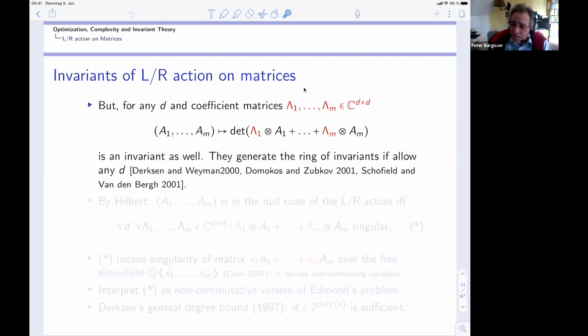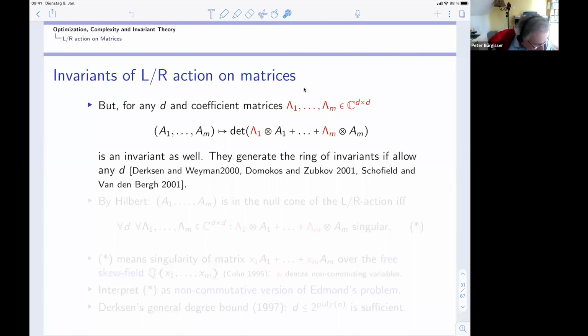There is a result from algebra, which is 20 years old, which says that this way you get the whole ring of invariants if you allow for any d. These people discovered it more or less independently and in more generality in the quiver setting.